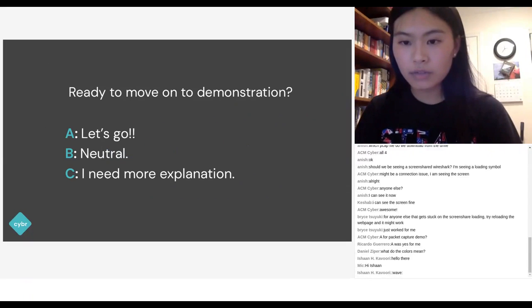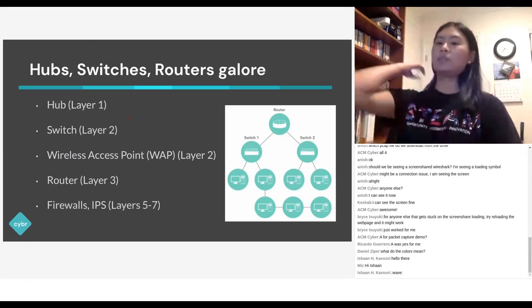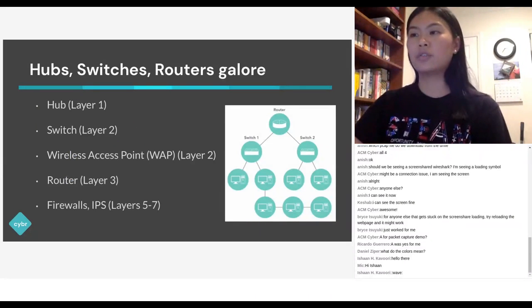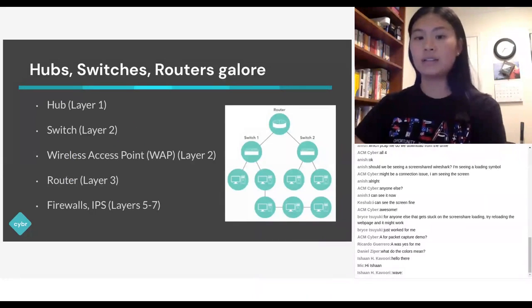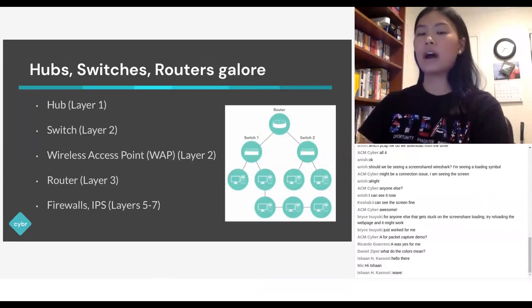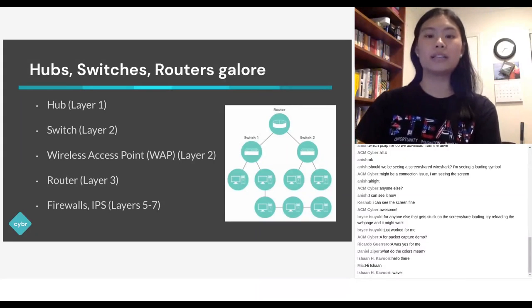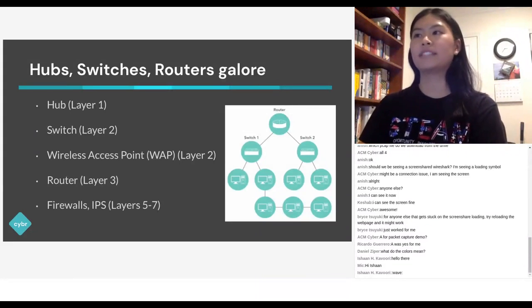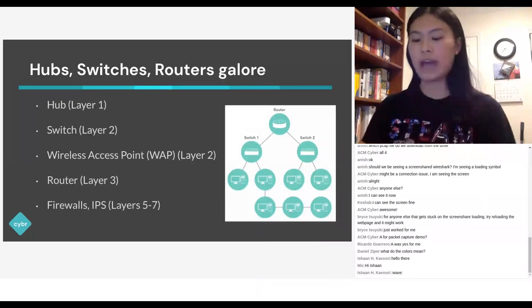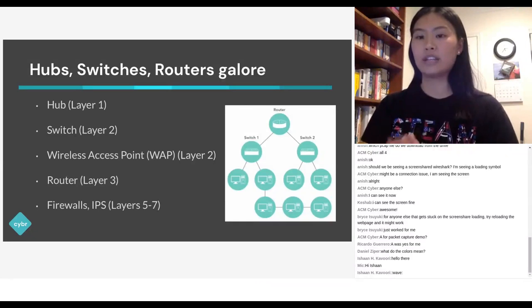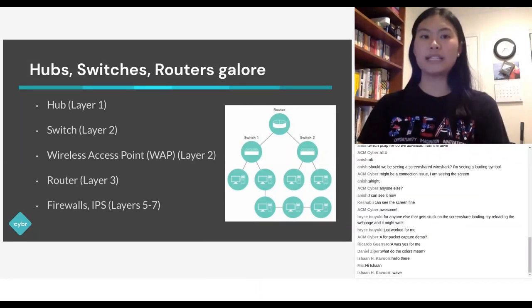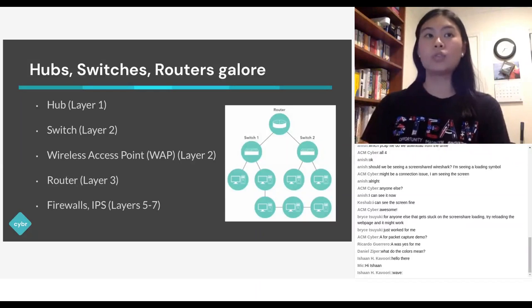I do want to go back to the one slide that I skipped earlier, which goes over the devices that are used: hubs, switches, and routers. Hubs are on layer 1, the physical layer, and they're slightly outdated because switches are smarter. The way a hub works is when it receives a packet, it literally broadcasts it to every interface.